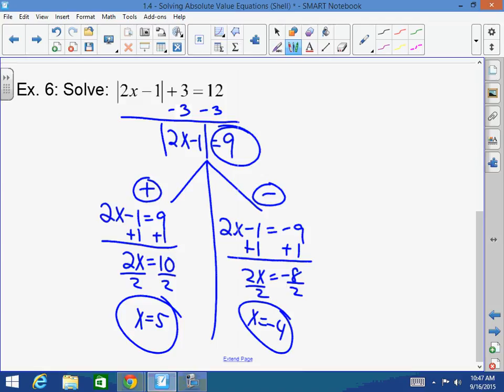Let's check if 5 works. 2 times 5 is 10. 10 minus 1 is 9, the absolute value of 9 is 9, 9 plus 3 is 12. Negative 4: 2 times negative 4 is negative 8, minus 1 is negative 9, the absolute value is 9, 9 plus 3 is 12. Is that making sense, my brother? Sure.